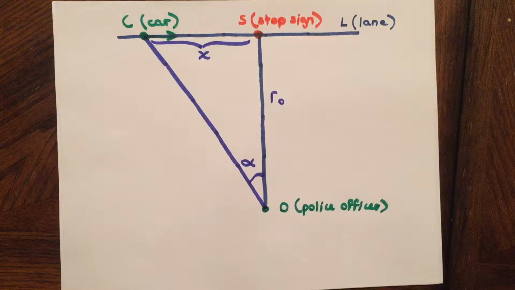This diagram shows the geometry of the considered case. Car C moves along line L. Its current linear speed is v, and the current distance from stop sign S is x. Another road connects L perpendicularly at S. Police officer O is located on that road at distance r sub 0 from the intersection. The angle between OC and OS is alpha.